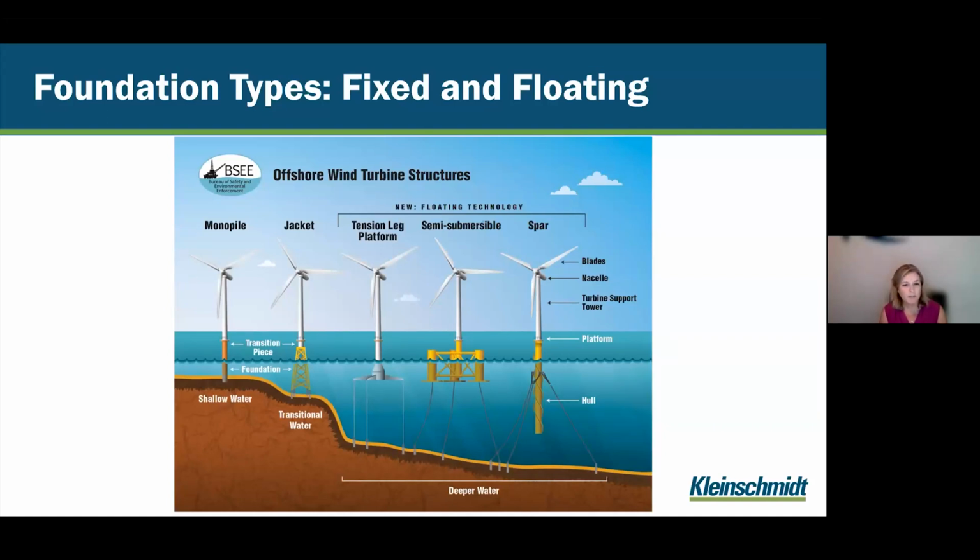And at some conferences we talk about maybe up to 100 different permutations from a design perspective for floating. But the three front runners that are in the space right now are what we call the tension-leg platform, or TLP, the semi-submersible, and then the spar.